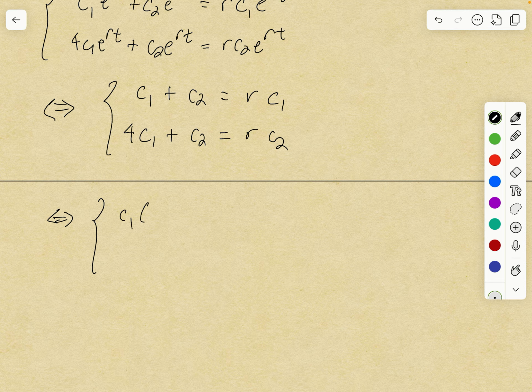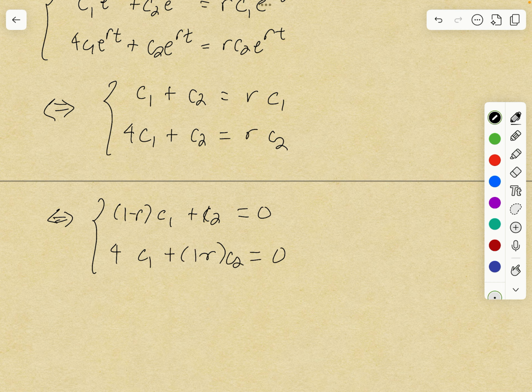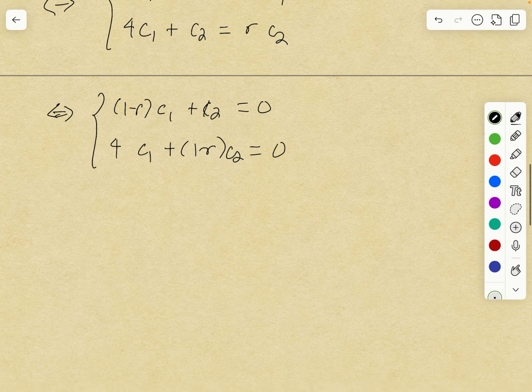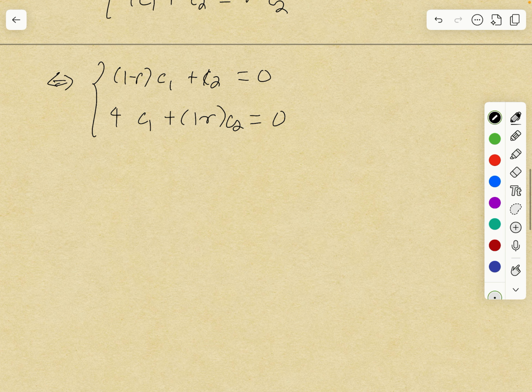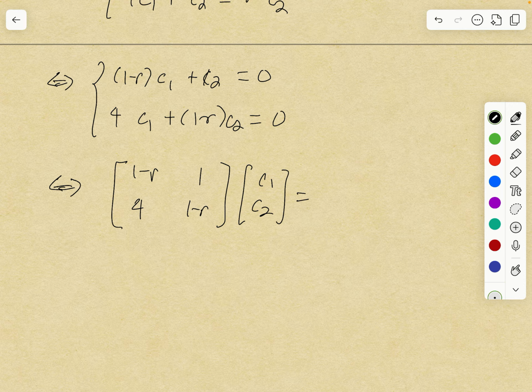So I get 1 minus r times c1 plus c2 equals 0, and 4c1 plus 1 minus r times c2 equals 0. That's just basic algebra. Now I'm going to rewrite this as a matrix times vector equation. I get the matrix 1 minus r, 1, 4, 1 minus r times the vector c1, c2 is the 0 vector.